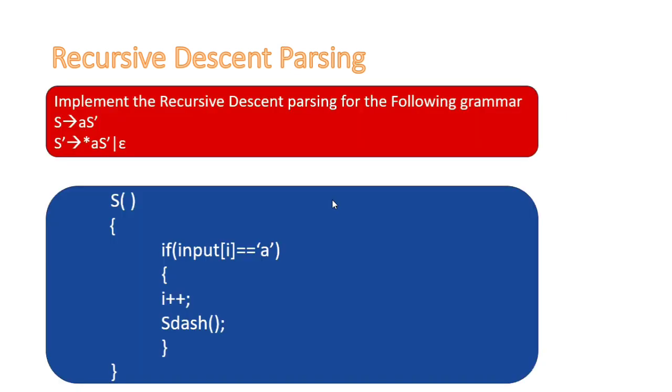Now in this case, I have taken an example: S tends to aS', and S' tends to *aS' or epsilon. Since S is a non-terminal, we create a procedure called S. When we move to the right, we encounter a terminal, which is a. So if input of i is equal to a, and it matches, then we advance the pointer, i++. That means we are advancing to the next element. After this a, we encounter S'. I simply write it as S dash because you cannot use the S' symbol here. This is the way of implementing the first production, S tends to aS'.